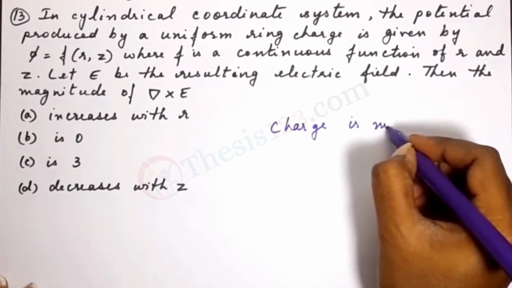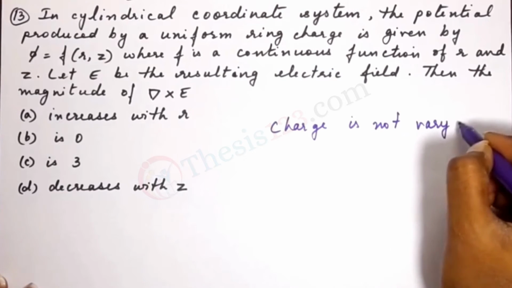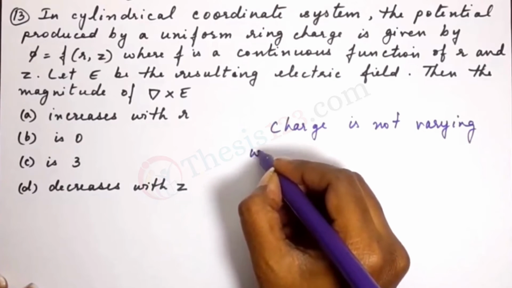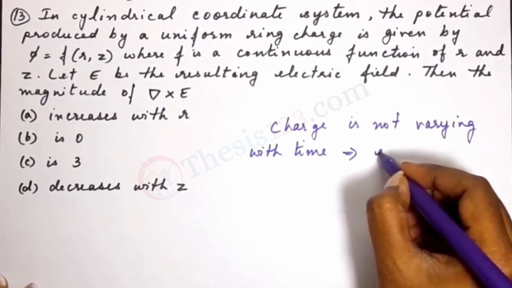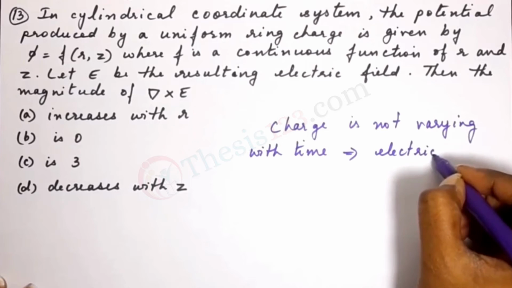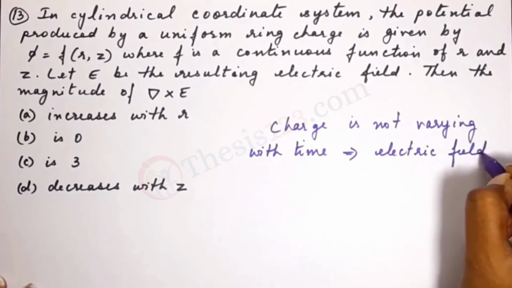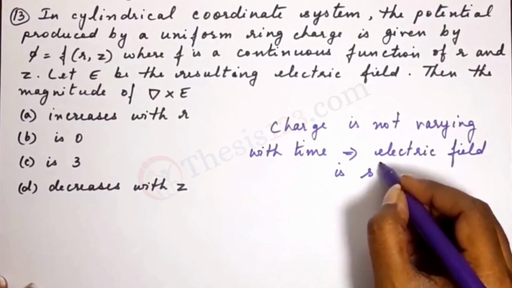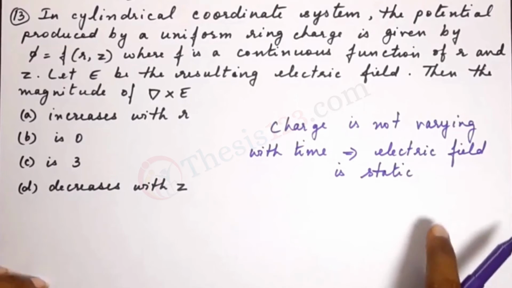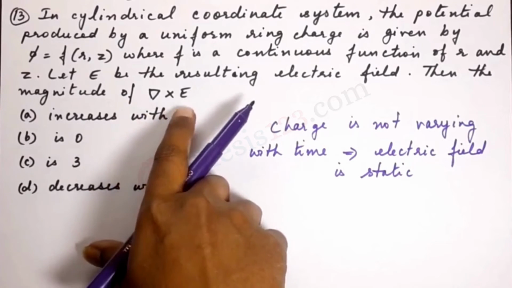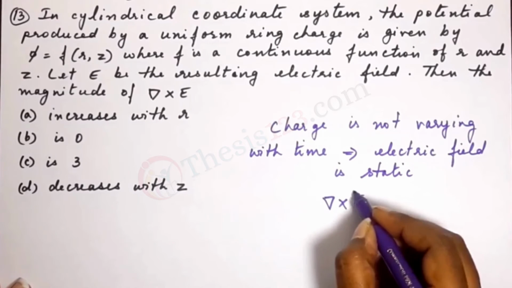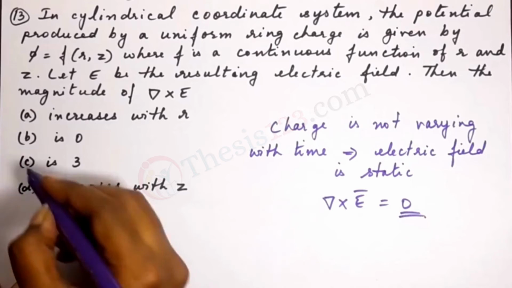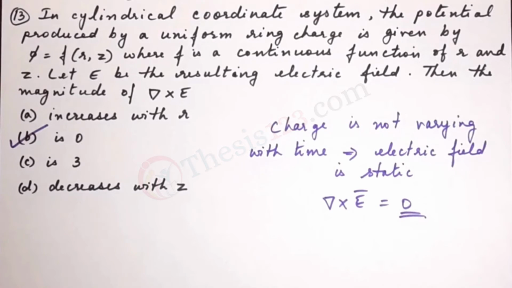The charge is not varying with time. Since the charge is not varying with time, the electric field given to us is static. Now, when the electric field is static, del cross E is 0. And therefore, the answer is B, 0.